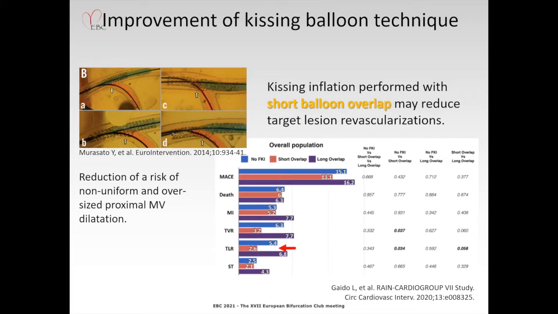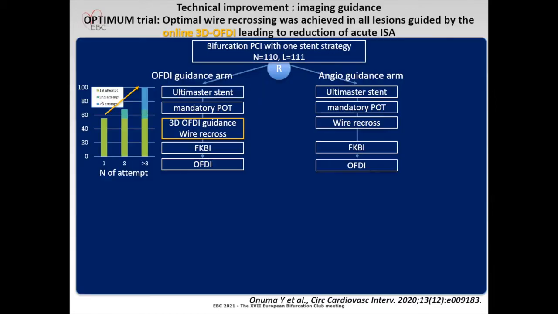Improvement of kissing balloon technique has been reported. The short overlapping KBT has been introduced. The RAIN study showed the reduction of the TLR in the short overlapping KBT group. When side branch is open, the distal recrossing is recommended. In the OPTIMAL trial, however, the frequency of the distal recrossing identified by the first 3D OFDI was 55%. This suggests that 40% of side branch dilatation may not be performed optimally.